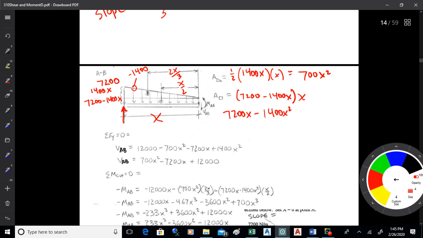Now I know the reaction on the left is 12,000, isn't it? Kind of my recollection there. I think it is. So if I go sum of Fy equals 0, that's going to be 12,000 up. I got to take the two areas down, so it'll be minus 700x squared. That's the area of the triangle. And then minus the 7200 minus the 1400x for the area of the rectangle. And then I'm going to have minus the shear value, minus VAB. So there's my sum of Fy equation.